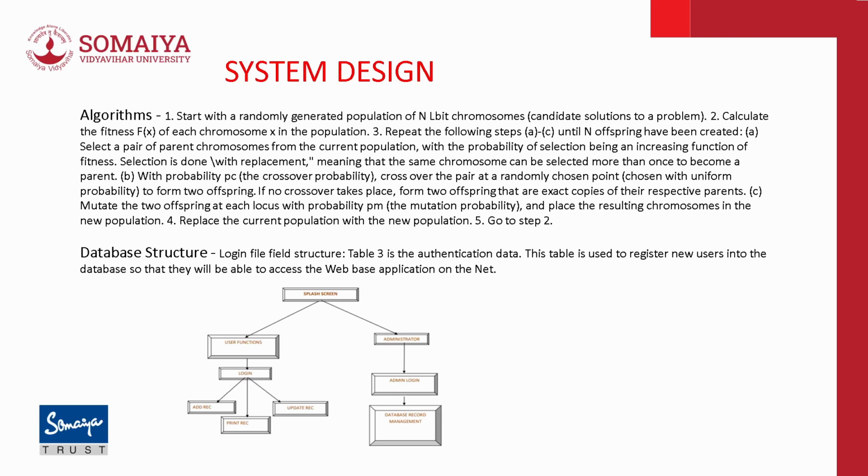If no crossover takes place, form two offsprings that are exact copies of the respective parents. Mutate the two offsprings at each locus with probability Pm and place the resulting chromosomes in the new population. Replace the current population with the new population and go to step 2.